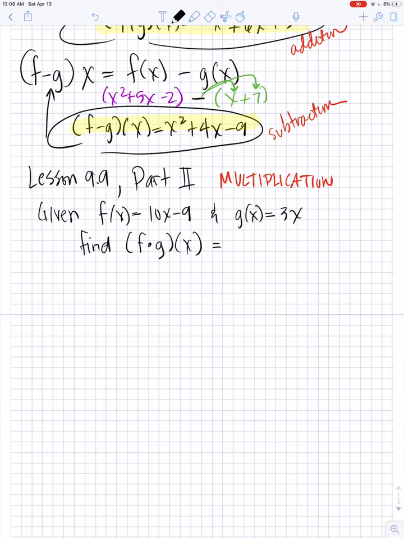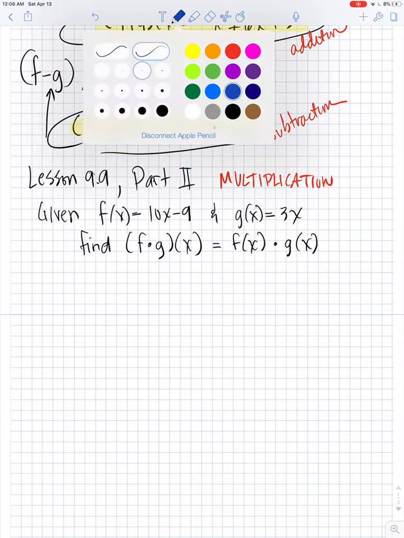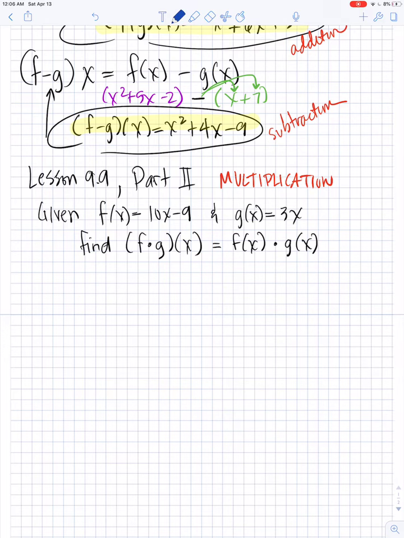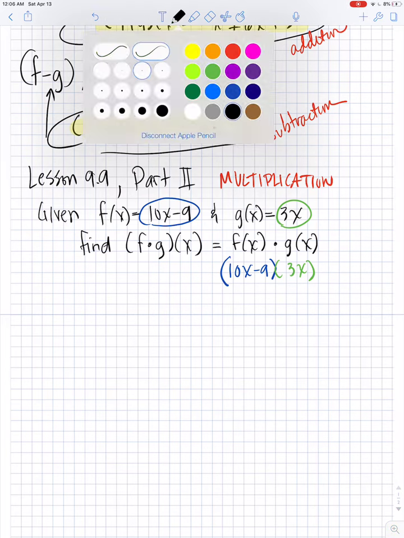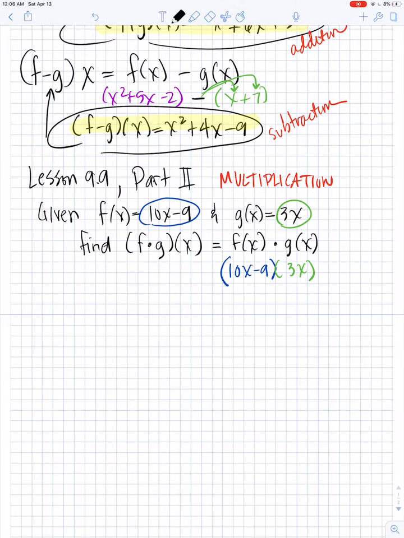Well, you guessed it. f times g of x is going to be equal to f of x times g of x. And we can go ahead and use substitution. f of x is 10x minus 9. I'll go ahead and put parentheses around that. And then g of x is 3x. So I can create my new function, f times g of x, simply by multiplying.